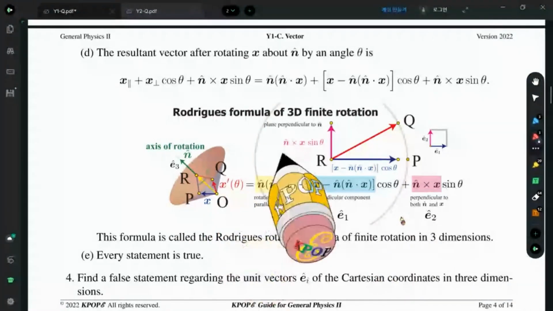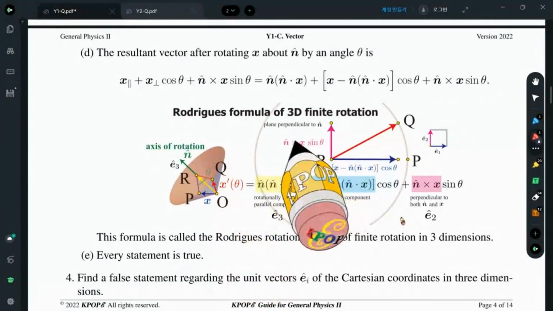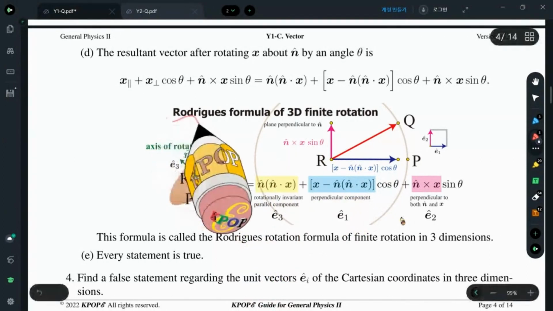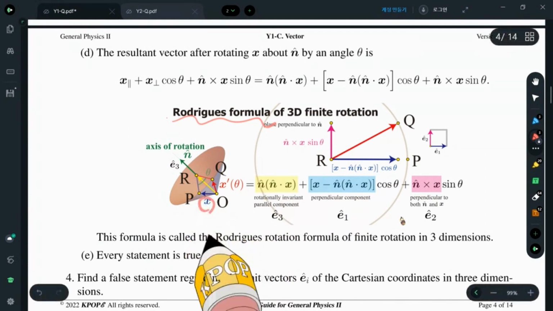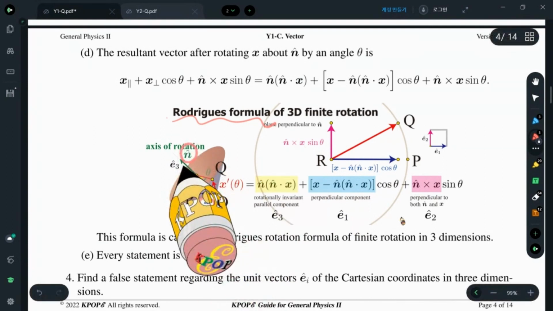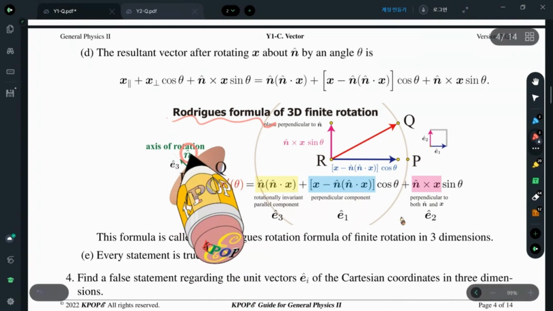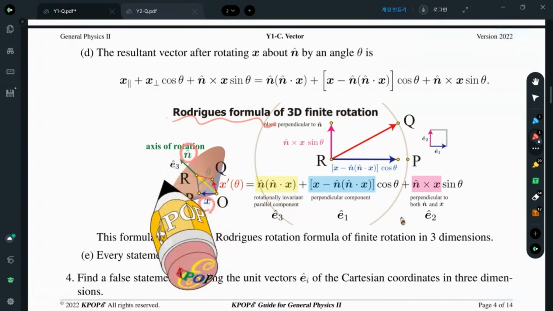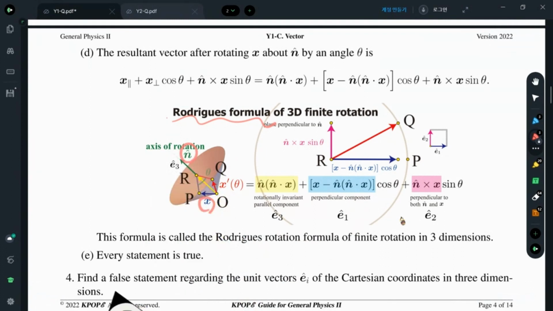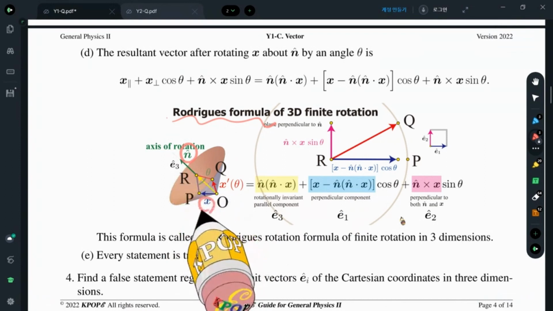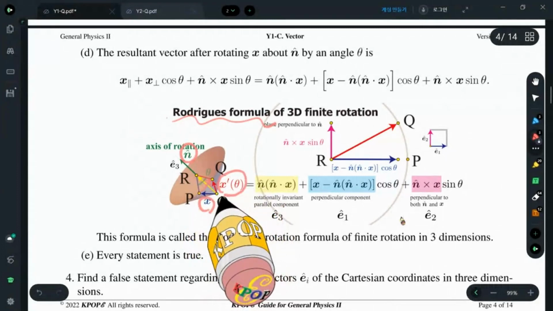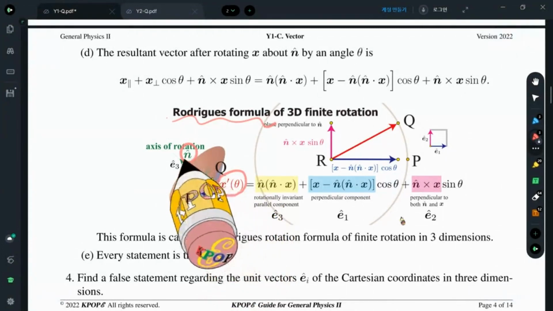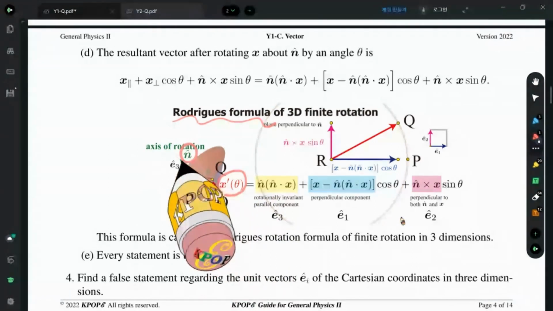A very important nature of a vector under rotation in 3 dimensions is called the Rodrigues formula of 3D finite rotation. We have a vector x, and we have an arbitrary axis of rotation n hat. We can choose this one as the z axis of the Cartesian coordinates. In that case, under this rotation, this vector x transforms into x prime, where theta is the angle of the rotation about this axis.